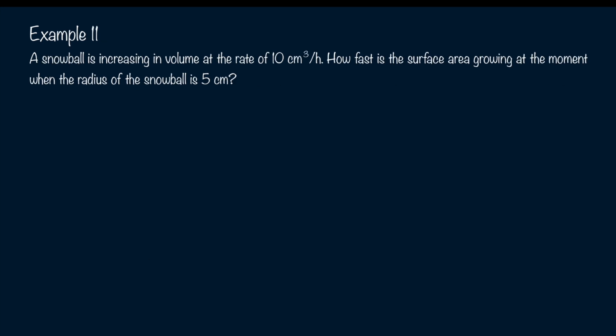Example 11. So a snowball is increasing in volume at the rate of 10 centimeters cubed per hour. How fast is the surface area growing at the moment when the radius of the snowball is 5 centimeters?